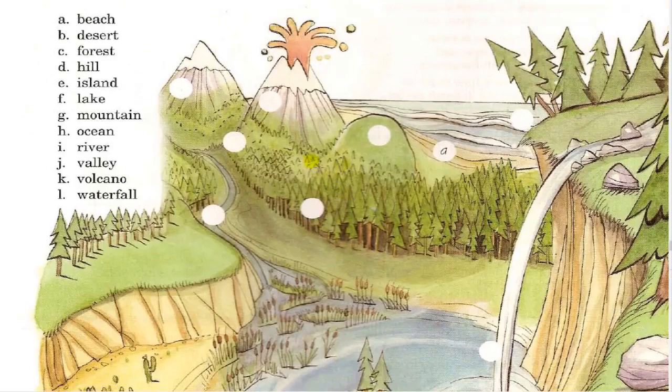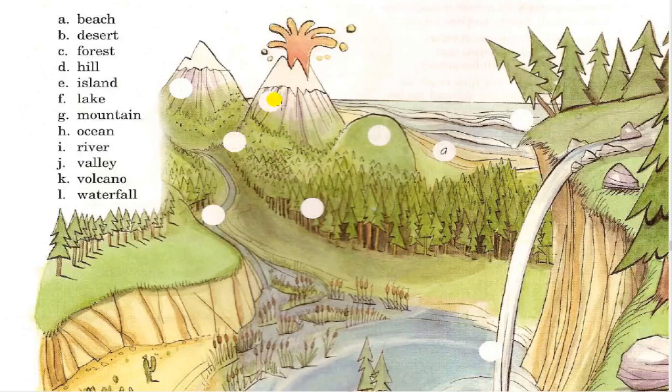Mountain. This is a hill, and this is a mountain. G, mountain. A mountain is higher than a hill. H, ocean. Where is the ocean? This is the beach, A, but this is H, ocean. I, river. This is a river. J, valley: land between mountains.